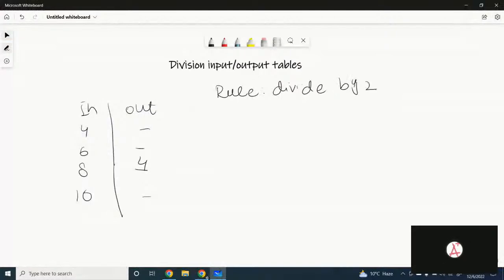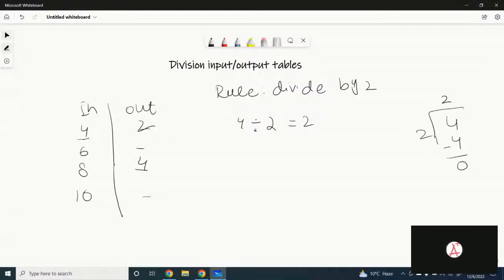Okay, you have to divide each input value by 2. The first input value is 4. Divide the input value by 2 to get the output value. Got it? Okay, 2 times what number is 4? You have to divide 4 by 2. You have to count the table of 2 until you get 4. 2 times 2 is 4. Got it? That means 4 divided by 2 is 2. So here the output value is 2.